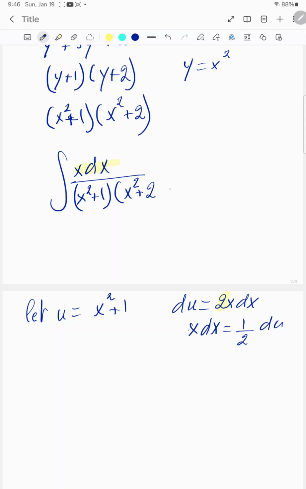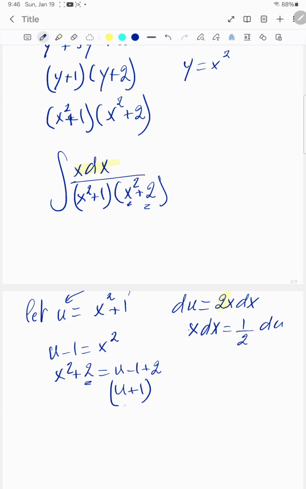And because here I have x squared plus 2, let's calculate what x squared is. So if I bring the 1 to the left hand side, it becomes minus 1. So u minus 1 is equal to x squared, and x squared plus 2 will become, I replace x squared by u minus 1, and then I have the plus 2 here. It becomes u plus 1.